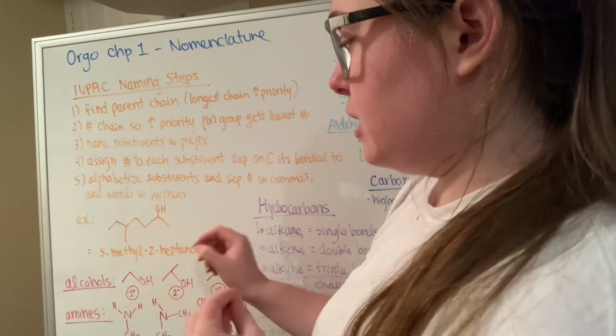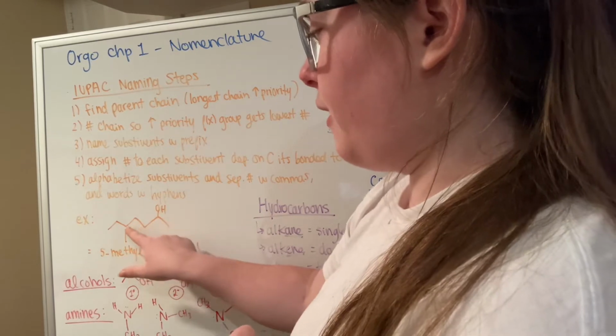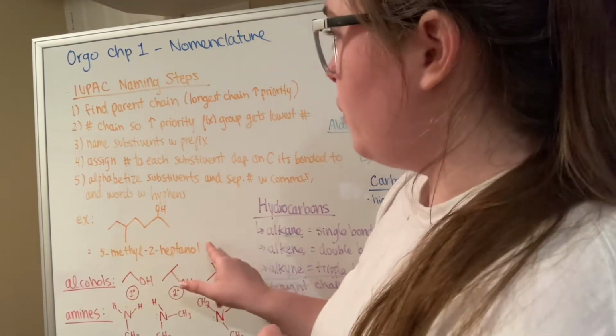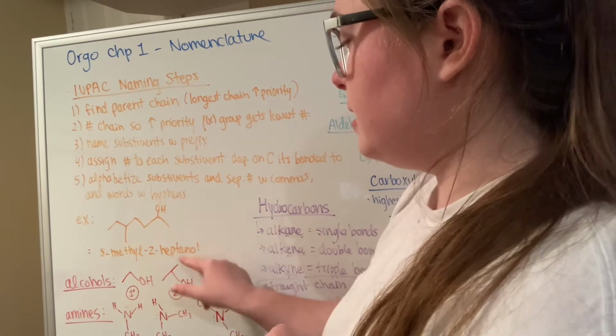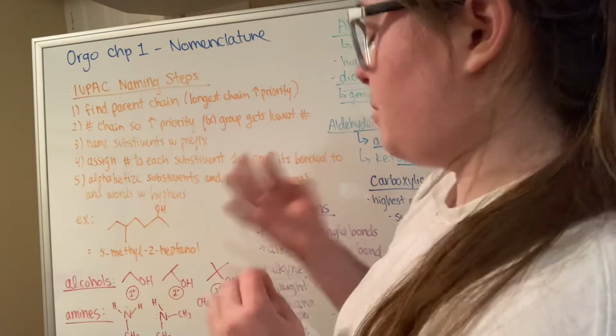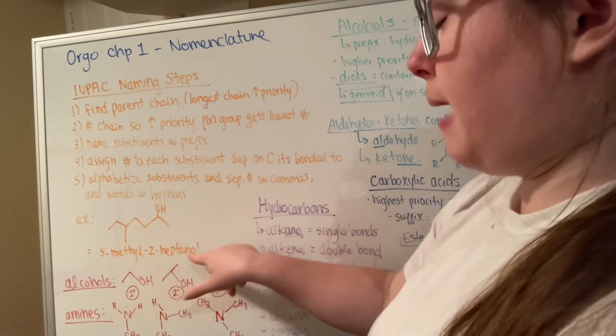We get this last part of the name by counting. So we had 7 in total. So hept is the prefix for that. So 1, 2, 3, 4, 5, 6, 7. So that's why we have hept. And then it would take on this suffix right here because the hydroxyl group is the highest priority functional group that we have. So that is how we would have 5-methyl 2-heptanol.